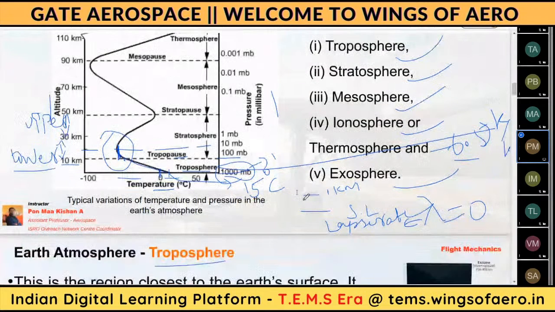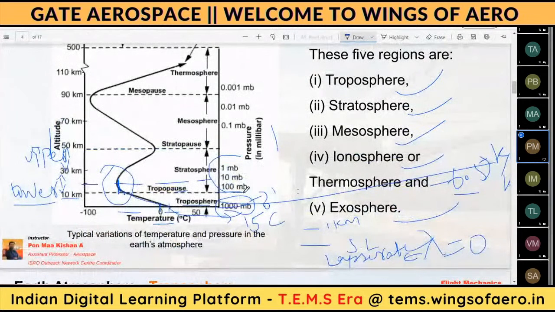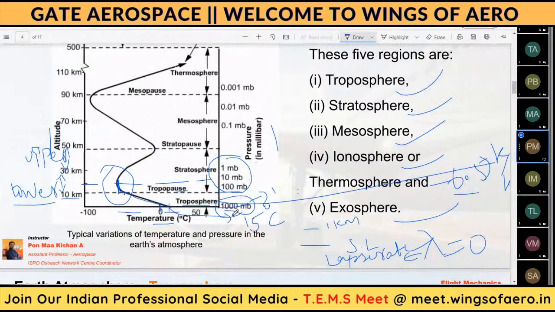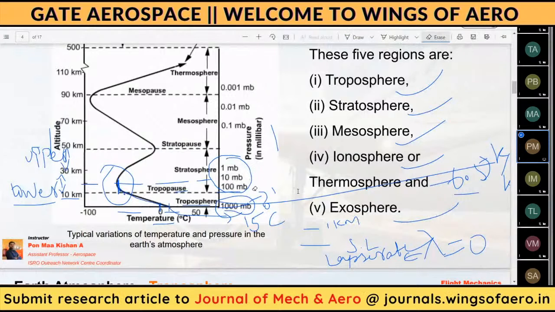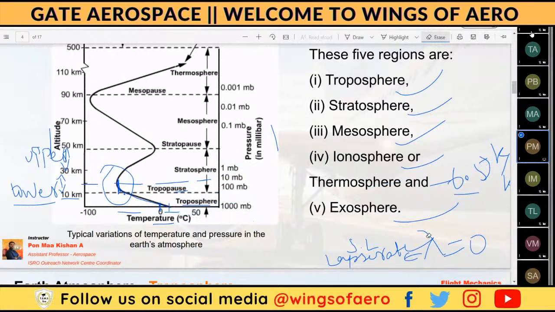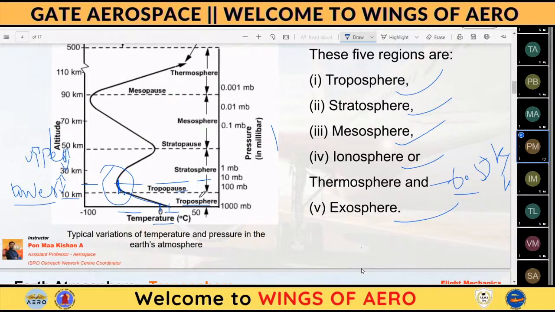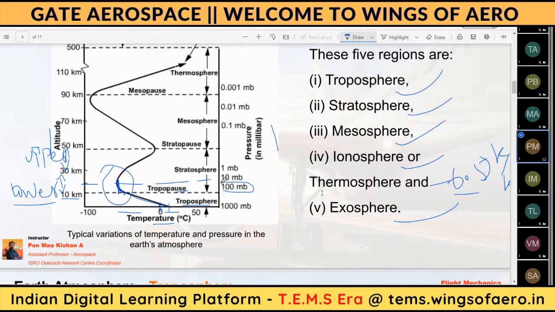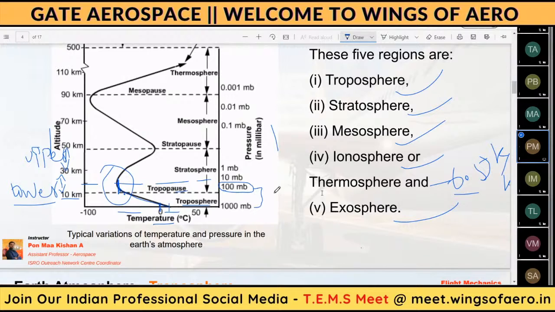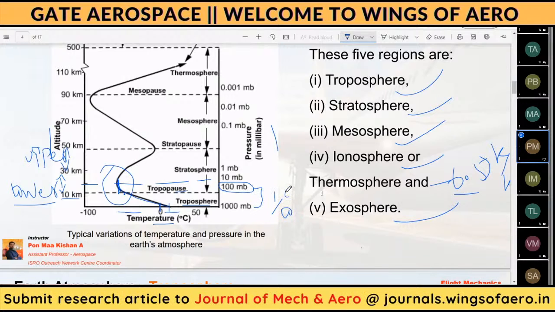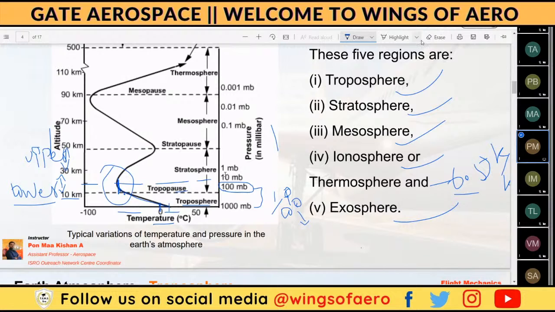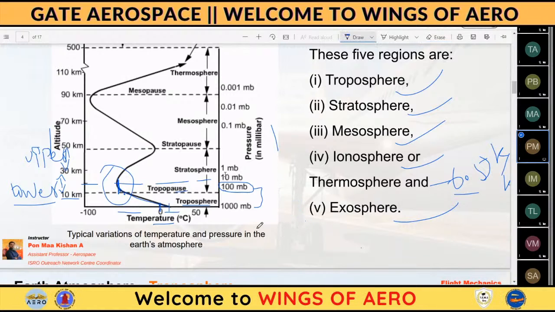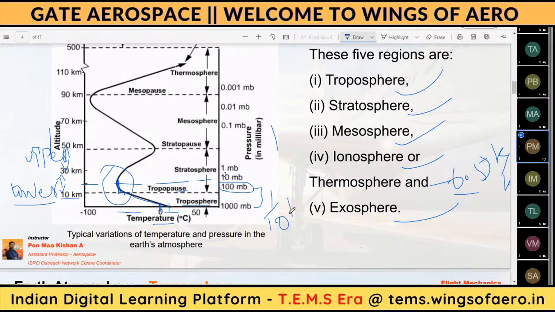So the next point is what happens to the pressure. At sea level, the pressure is 1000 millibar. At 10 kilometer altitude, or around the tropopause layer, the pressure is dropped to 100 millibar. So how much has it decreased? In the troposphere layer itself, it is decreased by 1/10th of P naught. P naught means sea level pressure. So it is 1/10th of P naught.